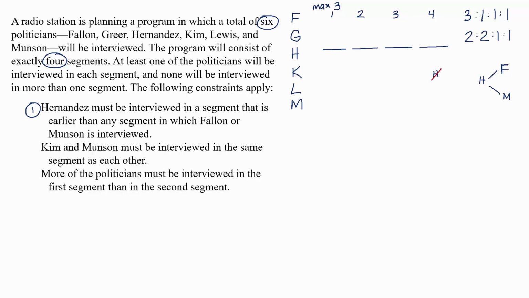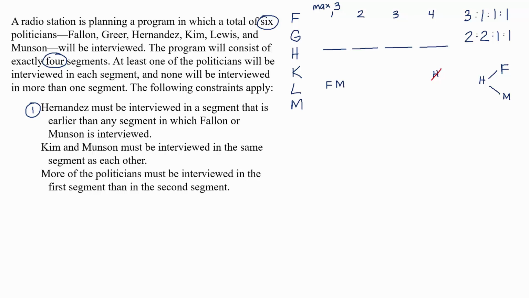Be careful though. Hernandez could be in the 3rd segment if Fallon and Munson are together in the 4th segment. So this is all we know so far about where Hernandez can't go. And what about Fallon and Munson? We know that they can't be in the 1st segment, again, because Hernandez has to be in an earlier segment than both of them, which would be impossible if either Fallon or Munson were first.